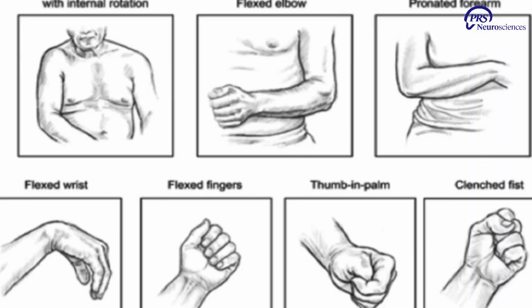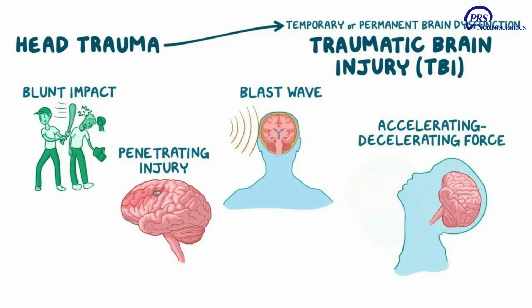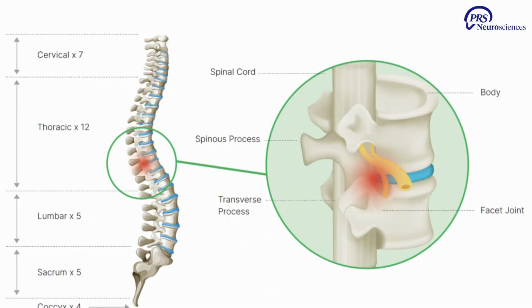Basically, spasticity is a motor disorder. It affects the muscles, wherein the muscles become stiff and rigid, and also contract involuntarily. Mainly it is seen as a symptom of neurological conditions such as stroke, traumatic brain injury, spinal cord injuries, and even multiple sclerosis.